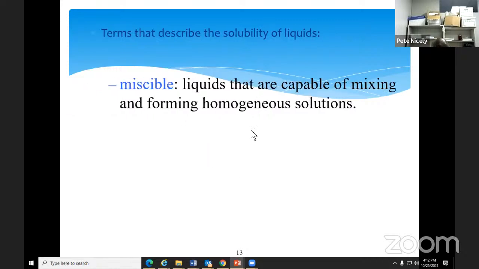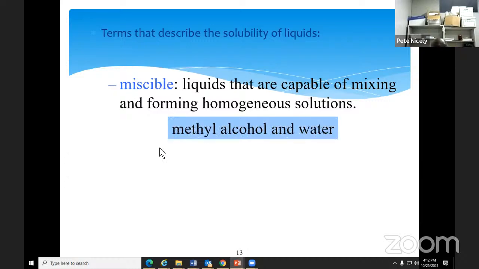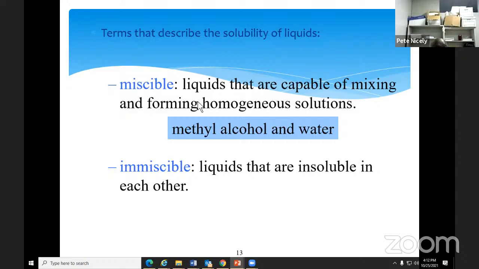Now, in terms of the solubility of liquids, there are two general terms that are used. You have miscible and immiscible. So miscible liquids are basically liquids that are capable of mixing and as a result forming a solution which is homogeneous. An example of that is methanol or methyl alcohol and water. So you can mix methyl alcohol and water in different proportions and you're going to end up with a homogeneous solution. It doesn't matter if you mix, let's say, 10 mL of methanol with 90 mL of water or the other way around, you're still going to end up with a solution, all right?